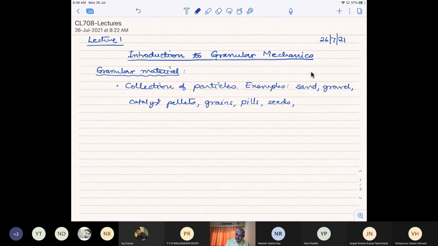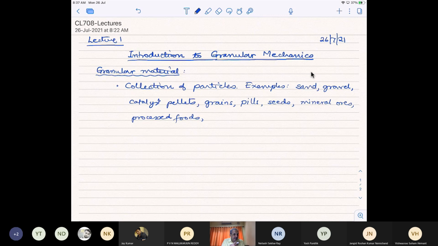In the mineral industry, you can think of mineral ores. Then you can think of processed foods. Examples could be even things like potato chips or kurkure or something like this, which material needs to be handled.